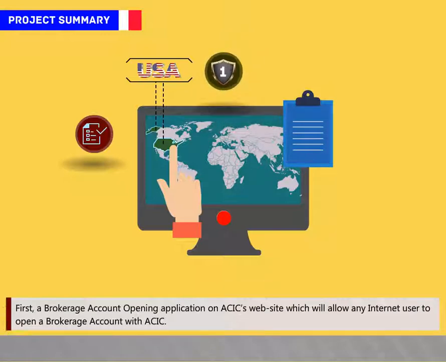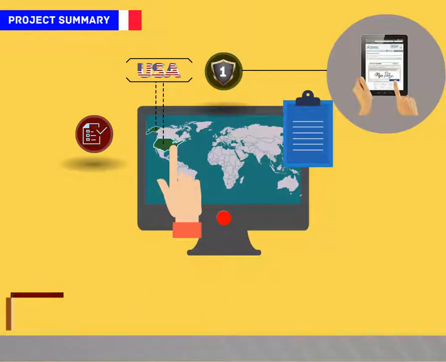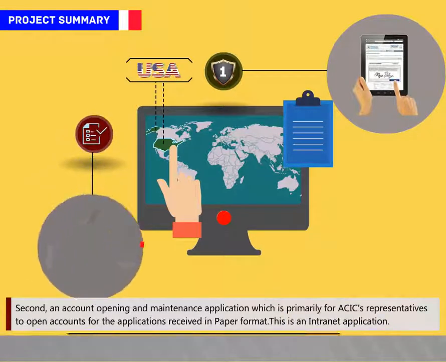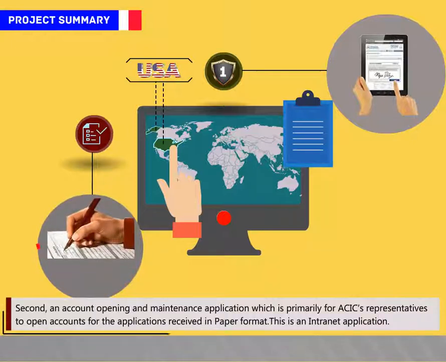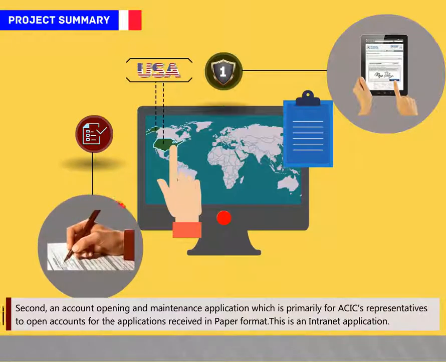First, a brokerage account opening application on ACIC's website, which will allow any internet user to open a brokerage account with ACIC. Second, an account opening and maintenance application, which is primarily for ACIC's representatives to open accounts for the applications received in paper format. This is an intranet application.